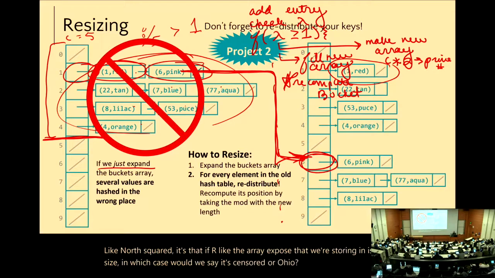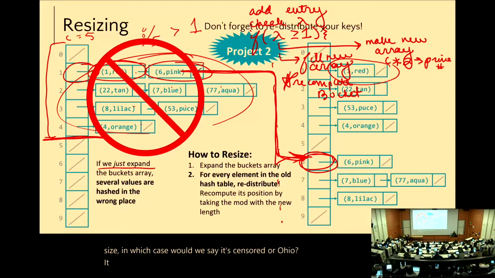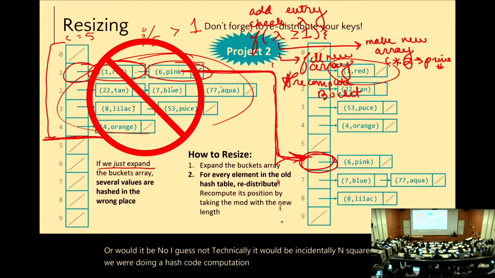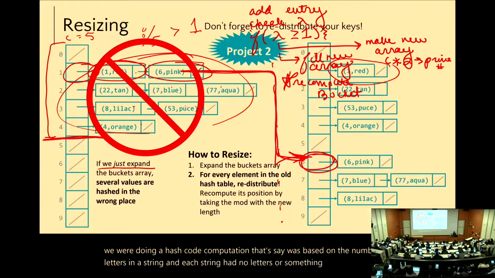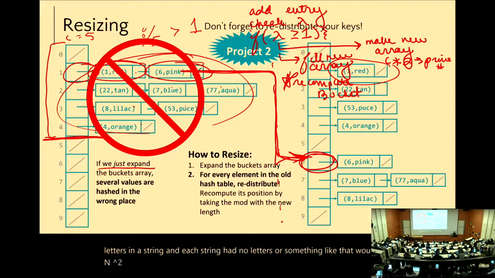Oh, huh. It would be incidentally then. Yeah. So for example, would it be? No, I guess not technically. It would be incidentally n squared if we were doing a hash code computation that was based on the number of letters in a string and each string had n letters. That would be n squared. Or let's say each string had m letters, just some other variable, then it would be nm would be the runtime. But the capacity of the array technically doesn't matter.